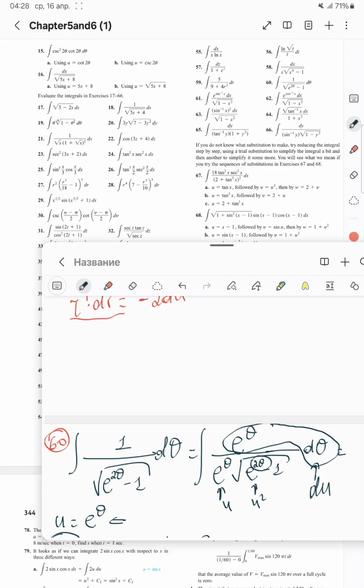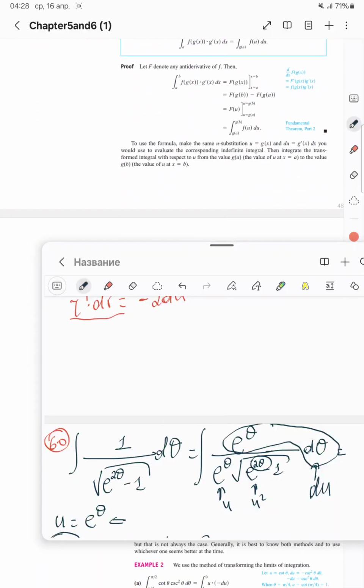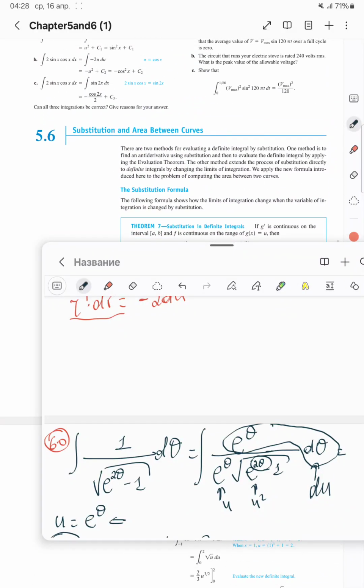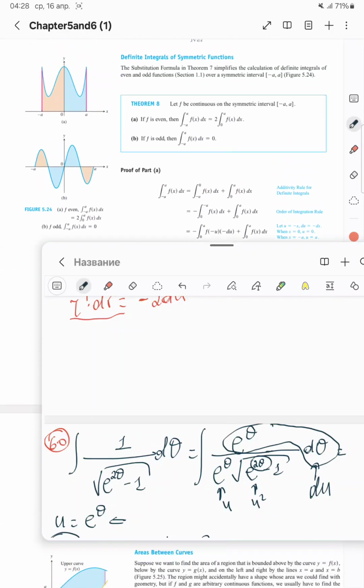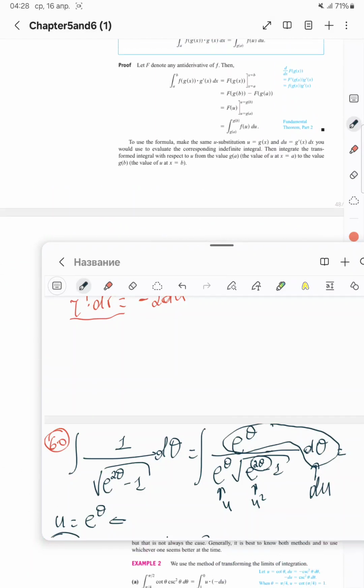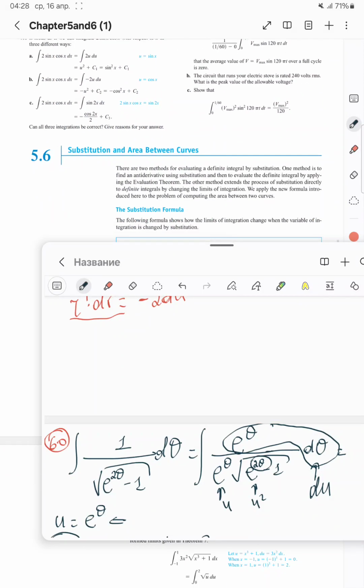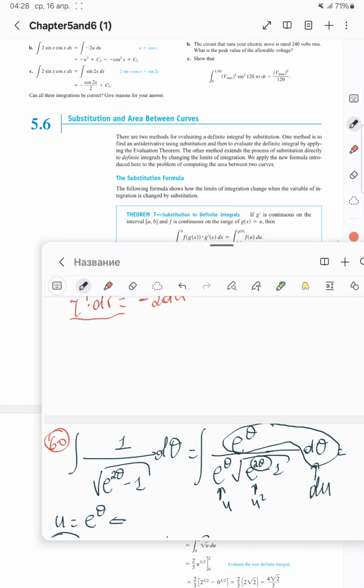This is all from my part, from 5.5. 5.6 is about, again, the substitution rule and area between curves, but this time we will discuss the substitution formula for definite integrals. I will keep it for another video, or maybe we'll do an offline session. I'm not sure. We'll see.